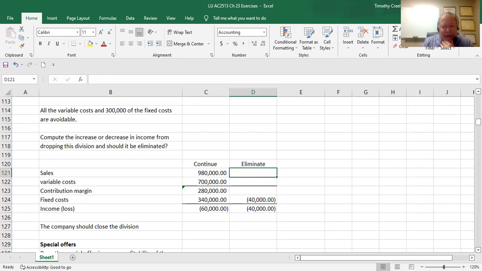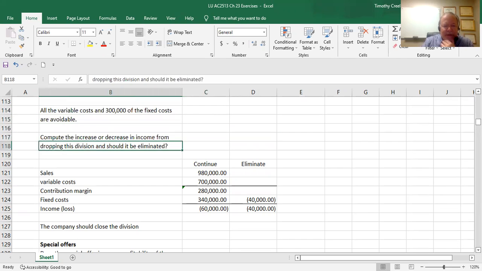One of the keys here is notice that they were able to eliminate 300,000 of fixed cost where the contribution margin was only 280,000. So in this case, since they were able to eliminate more fixed cost than the lost contribution margin of that division, they should close the division.